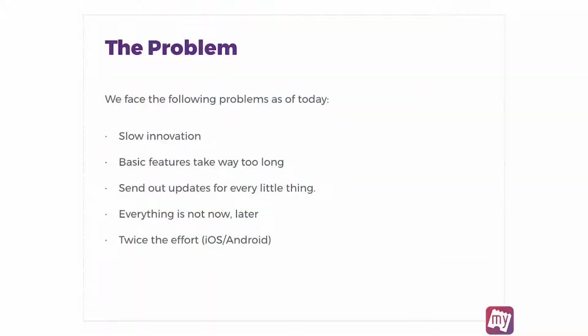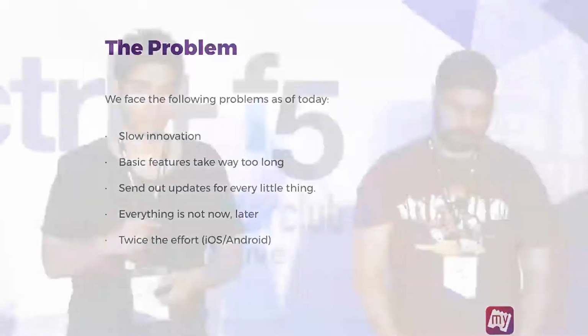So one problem that we face even today is when we do separate server and client development, you have slow innovation, basic features take too long. You need to send out app updates for everything. Everything is now 2 weeks, 3 weeks later. So somebody like Ravdeep, who heads product, is faced with a dilemma: if I want to go live with something in the next 2 weeks, he needs to wait for a month for it to actually roll out, and then he needs to make his plans accordingly.